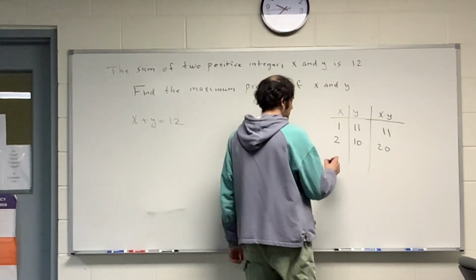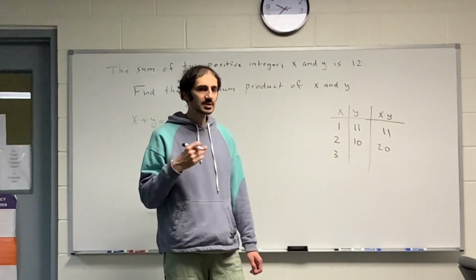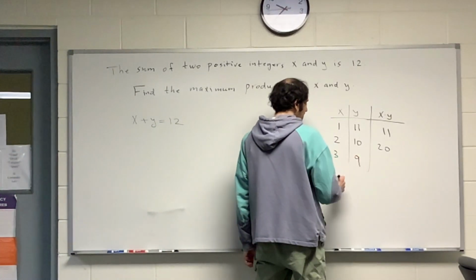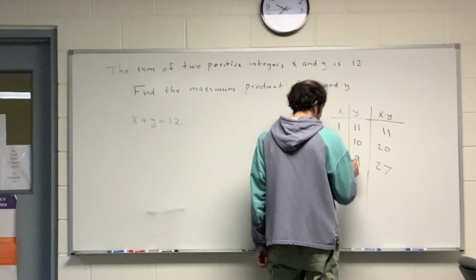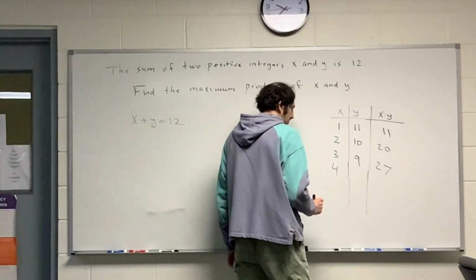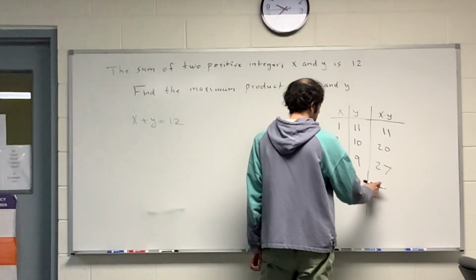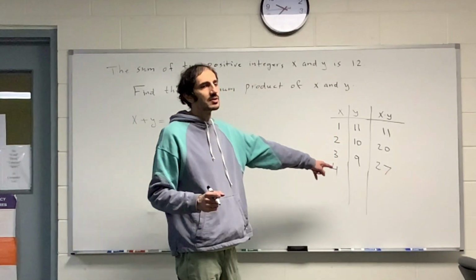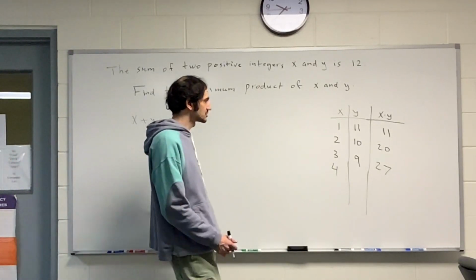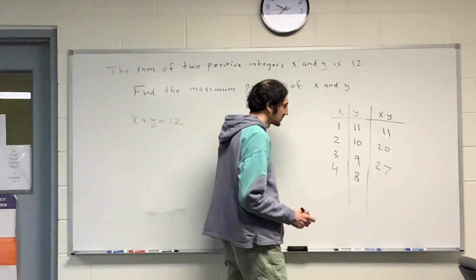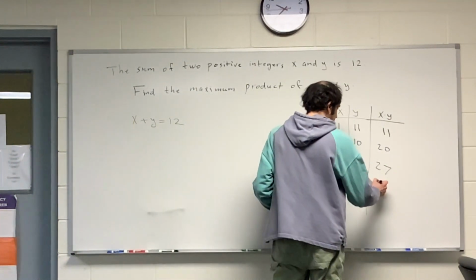Let's try other numbers. If x equals 3, what number am I going to add to 3 to get 12? It must be 9. And now see that the product of 3 and 9, I'm going to have 27. My answer is getting better and better. So let's try another number for x, which is 4. 4 multiplied by what number? What should I write here, by the way? As you can see, the sum of x and y is 12, so I have no choice but to write 8. Now the sum of 4 and 8 is 12, but the product is 32.